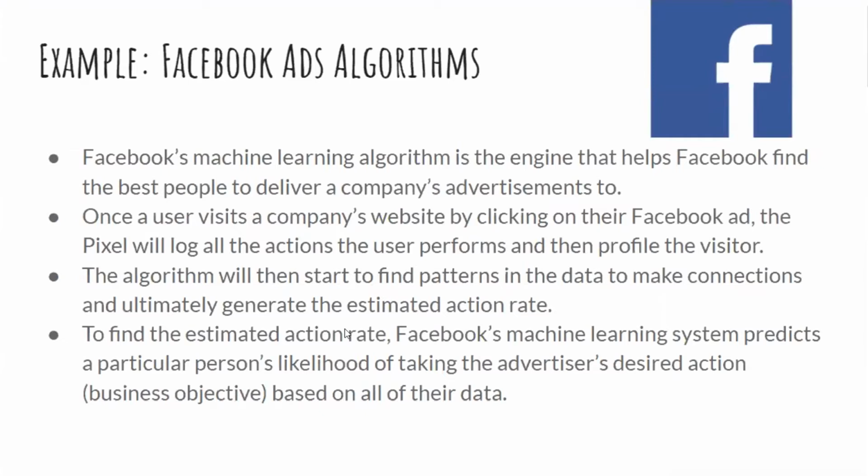The algorithm will then start to find patterns in the data to make connections and ultimately generate the estimated action rate. To find the estimated action rate, Facebook's machine learning system calculates a particular person's likelihood of taking the advertiser's desired action, or business objective, based on all of their data.